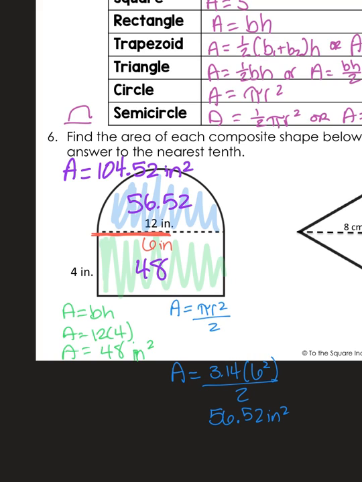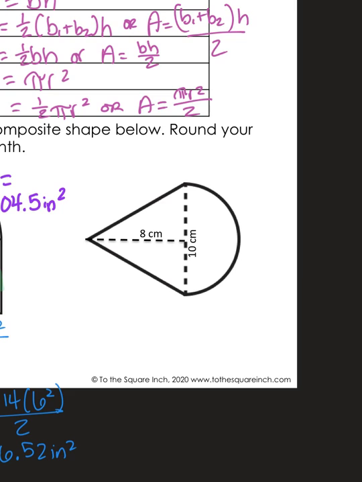Now it does tell me to round to the nearest tenth, so if I did that, I would get the area as 104 and 5/10 square inches, because again, that is inches as the unit.